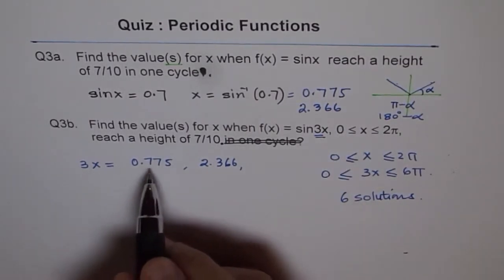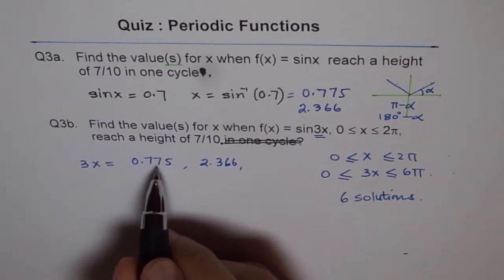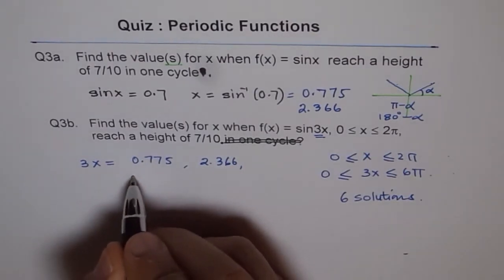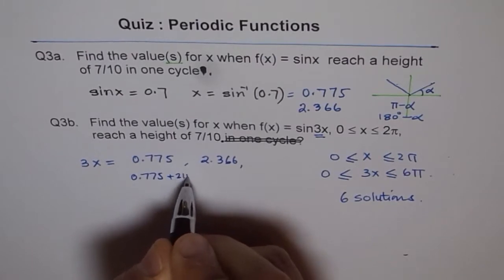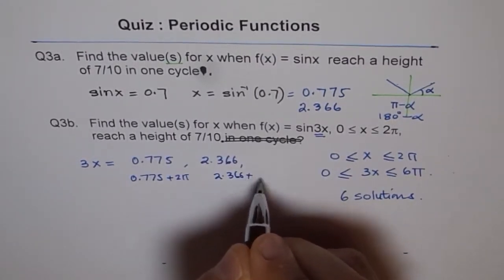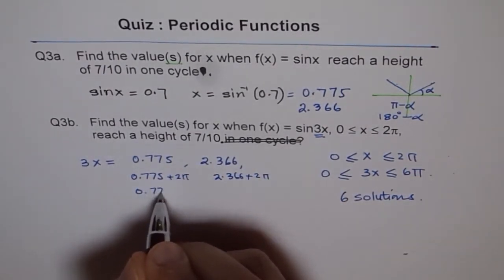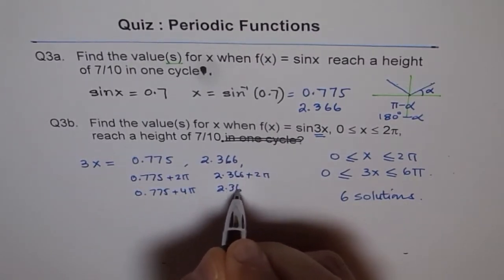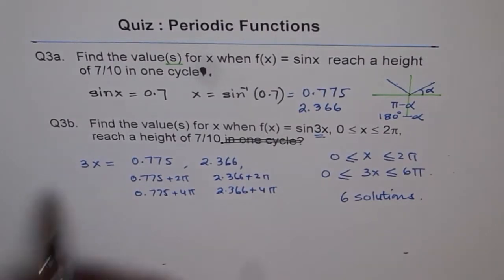So this is the value of 3x. So 3x values are 0.775, 2.366, and next will be 0.775 plus 2 pi, then 2.366 plus 2 pi, and after that we get 0.775 plus 4 pi and 2.366 plus 4 pi. And these are the values for 3x.